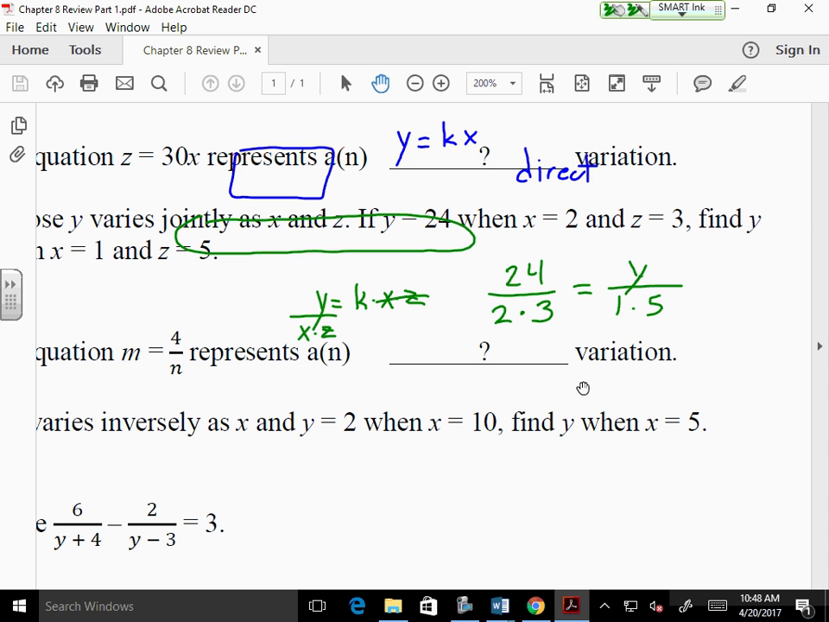So we solve this for y, simplify some of these numbers down. 2 times 3, that's 6. And 24 divided by 6 is 4. So if we rewrite this as 4 equals y over 1 times 5, which is 5, then we multiply both sides by 5, and y has to be 20.